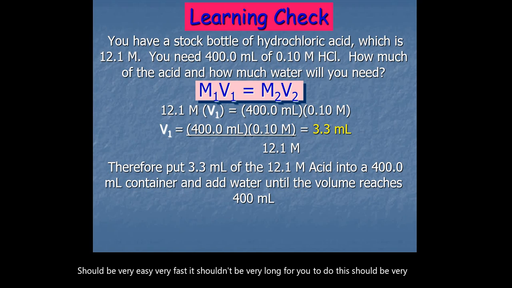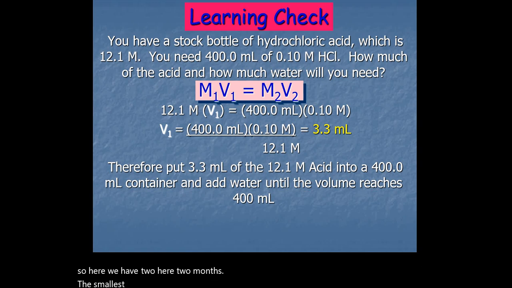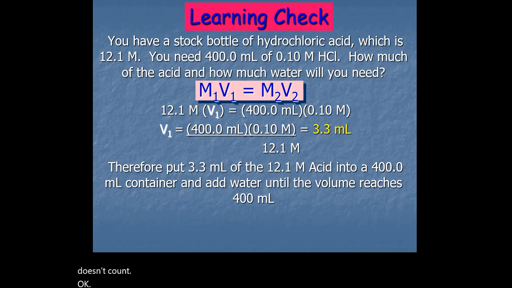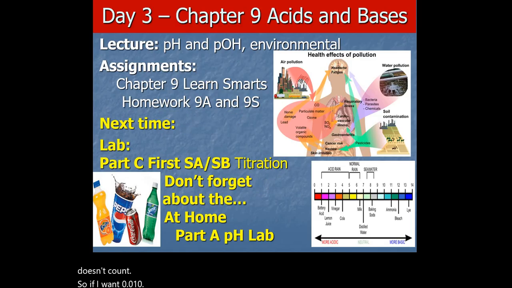I don't know what to round to in this equation. So we have 3 here, we have 4 here, we have 2 here, 2 wins. The smallest amount wins. Isn't that 3? Because it's 0. 0 doesn't count. That's just a placeholder. If it's before the decimal, before a number, it doesn't count. If it's after the decimal, before a number, it doesn't count. Okay? So if I went 0.010, it's got to tell me how well I measured.